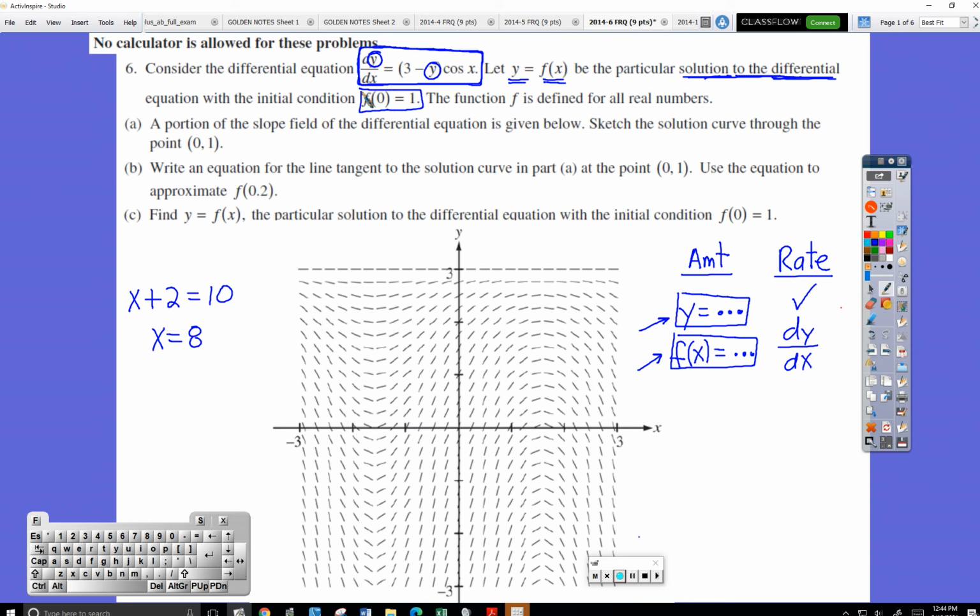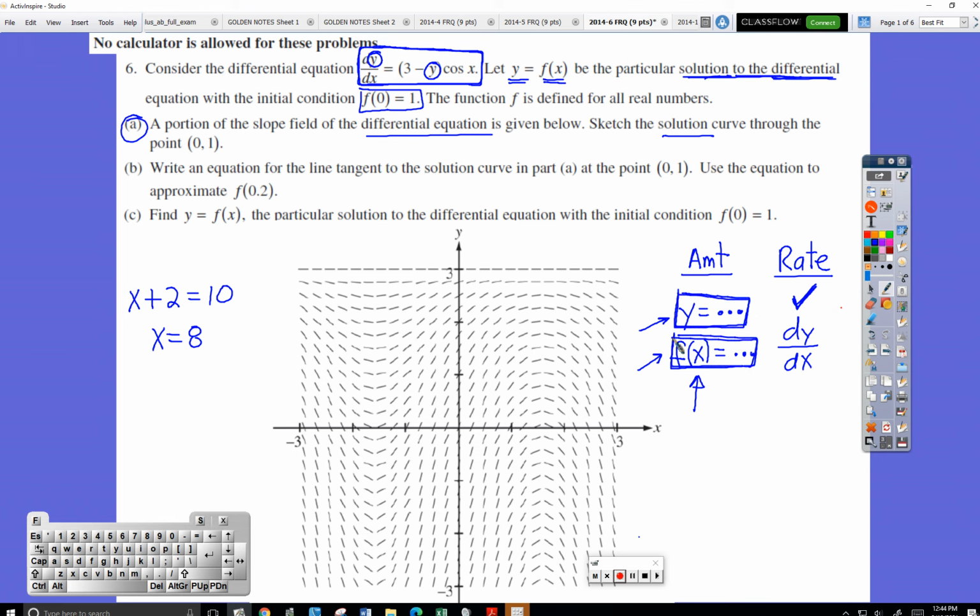So they're giving me the equation for finding the rate, and they're stating that there is a solution. That would be the equation for finding the amount. They're not asking me to find that yet. Part A says, a portion of the slope field for the differential equation is given below. Sketch the solution curve. So they want us to sketch this formula.